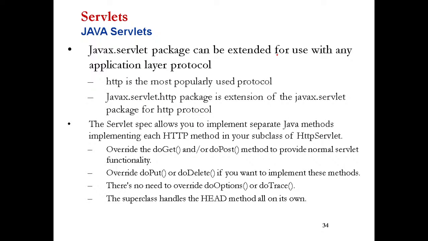The Java servlet package can be extended for use with any application layer protocol. We can override the doGet and doPost methods to provide the normal servlet functionality, or we can override doPut or doDelete for implemented methods. We can also override doOptions and doTrace. There are different methods which we have already discussed. We can override them by adding our own functionality into them.